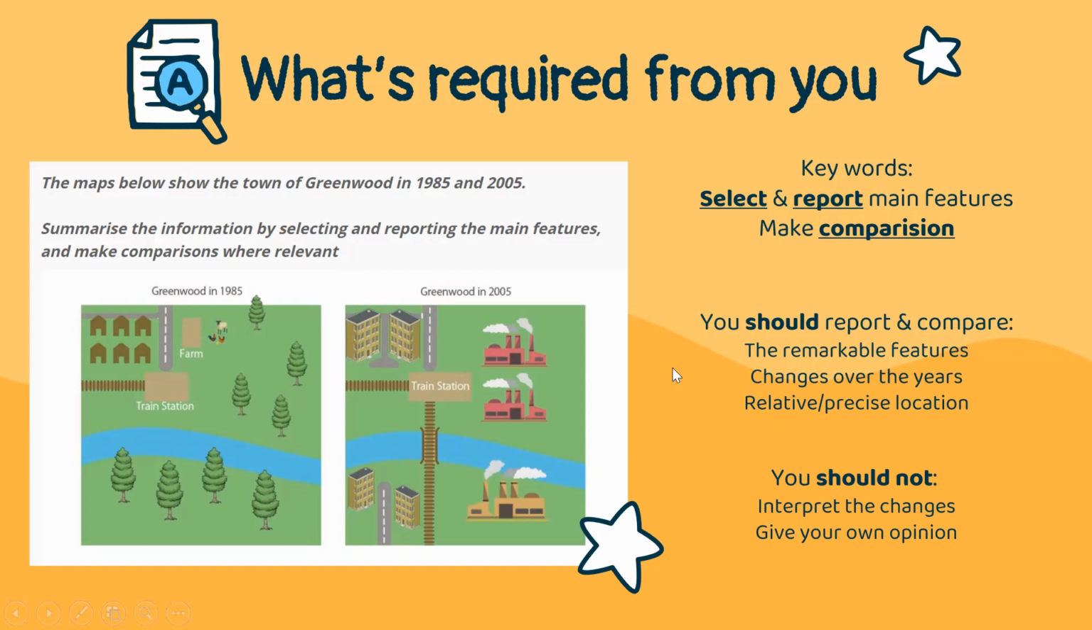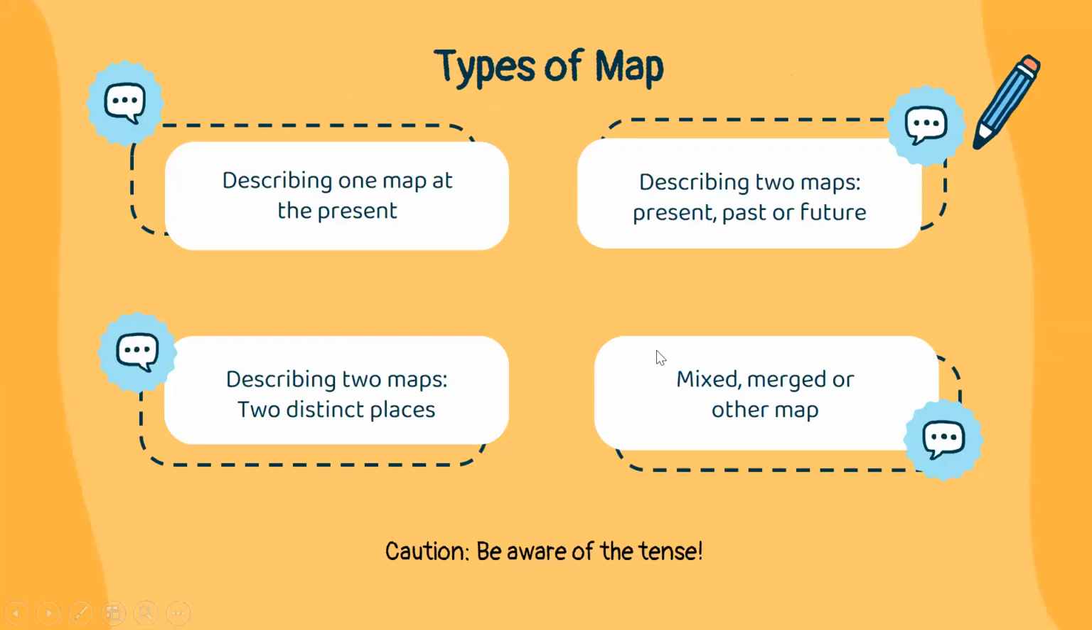Okay, let's move on. That was the basics, and now we move on quickly to the types of maps that you will be asked about. The first type will ask you to describe one map at one time, for example at the present, or maybe you will describe 2 maps in different times, in different periods.